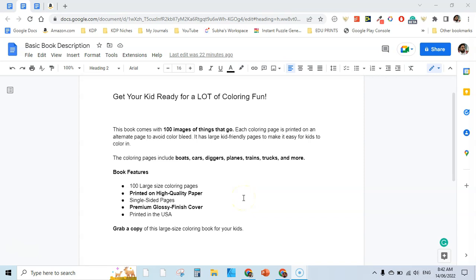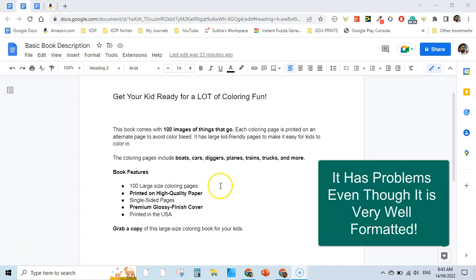This is a KDP book description that is very well written and properly formatted, but can potentially bring you zero sales and make your book die very quickly. There are a lot of problems with this description, and you may not apparently see these problems.